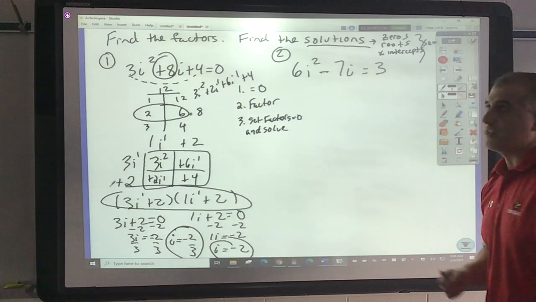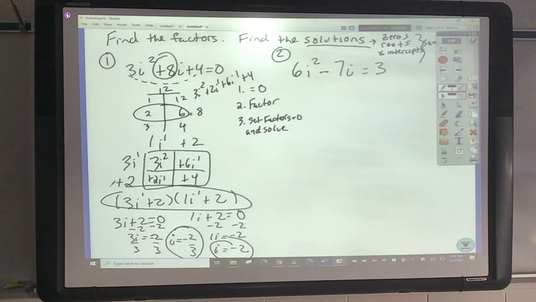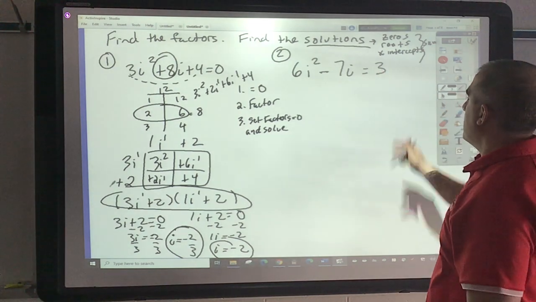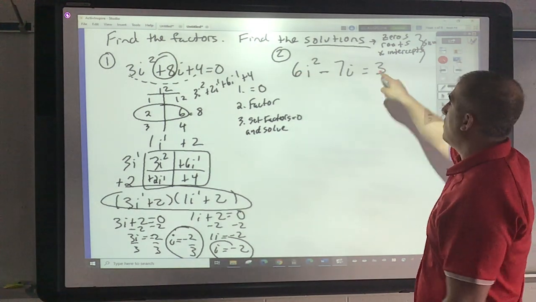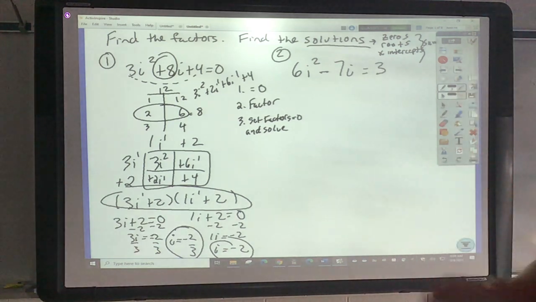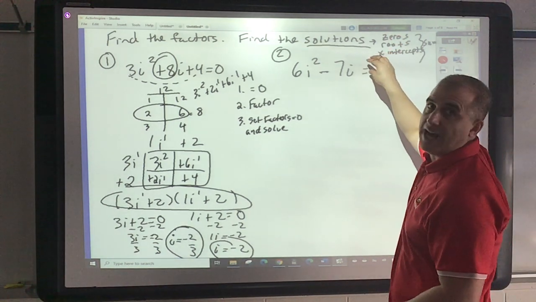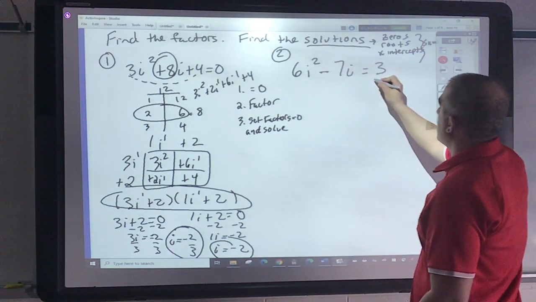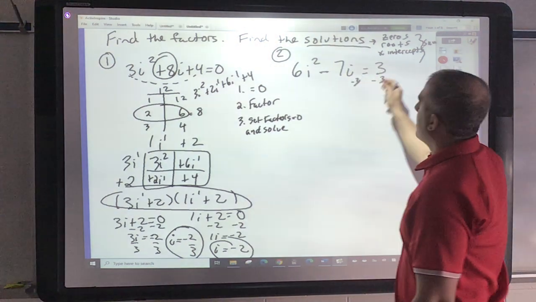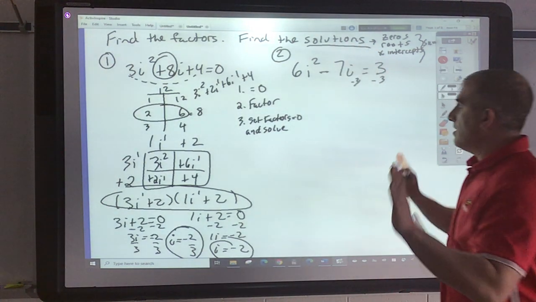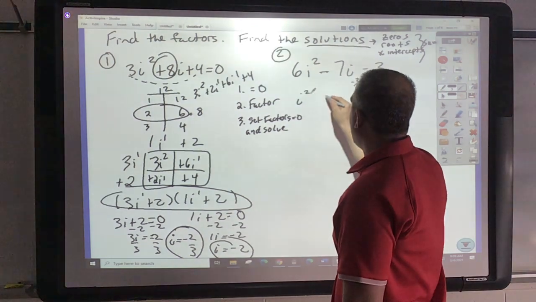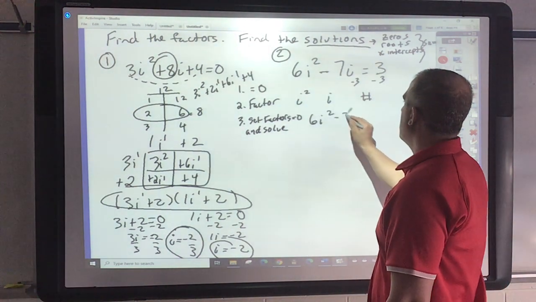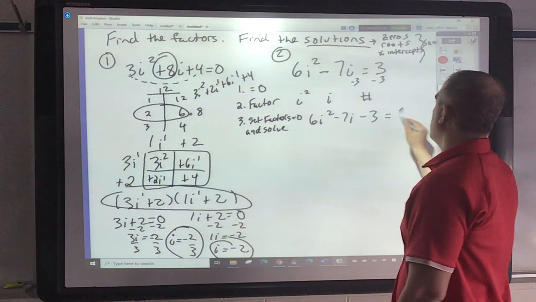So now let's look at this example where we're not set equal to 0. What I got to do to get it equal to 0 is move this term back. You can do this one of two ways. If it's positive 3 on this side, if it moves over here, it's going to become negative 3. Another way to think of that is you're going to do subtraction, but I like to think of it as moving the opposites. Here's what's important: you've got to have it in i squared, i, and then number form. So I got 6i squared minus 7i minus 3 equals 0.